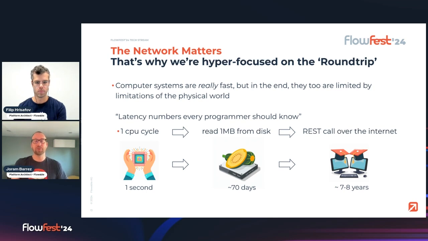Now, one thing that we focus a lot on in Flowable, or we build logic into Flowable for, is the network round trip. We really try to squeeze in as much as possible into one network round trip. Computers these days are extremely fast, but in the end, they're limited by the laws of physics, by the real world, meaning electricity or light can only travel as fast as physically possible.